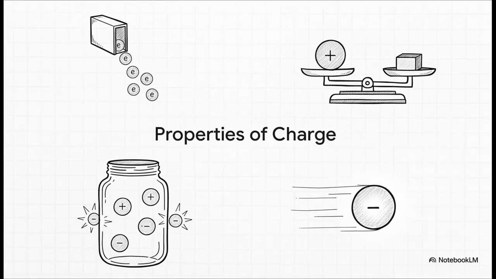Now, charge isn't just a free-for-all. It plays by a very specific set of rules. First up, it's quantized. That's a fancy way of saying it comes in these tiny indivisible packets. You just can't have half a charge. It doesn't work that way. Second, it's conserved, which means you can't create or destroy charge. You can only move it around. And finally, its value is invariant. It doesn't change no matter how fast it's zipping through space.